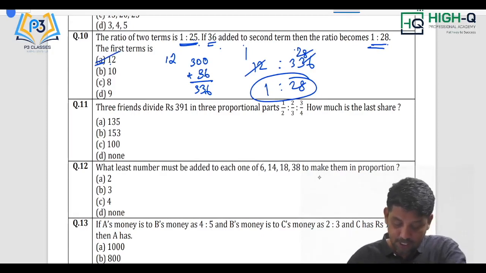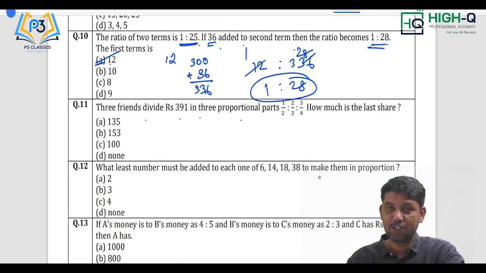11th sum. Three friends divide 391 in the proportion 1 by 2 is to 2 by 3 is to 3 by 4. How much is the last share?